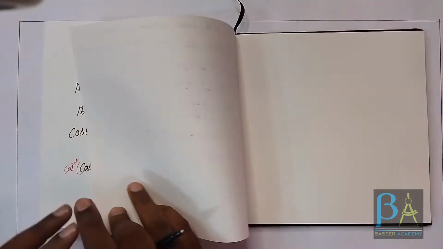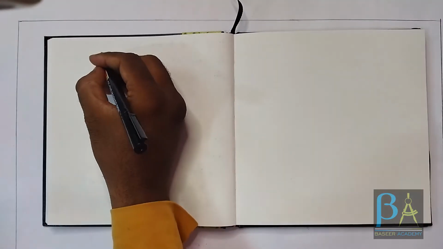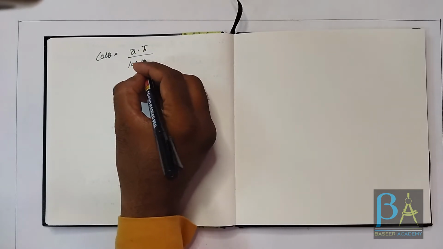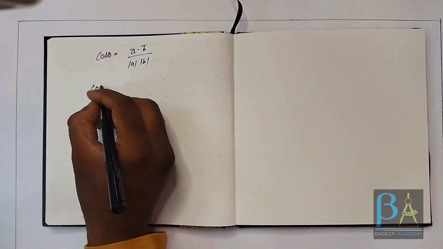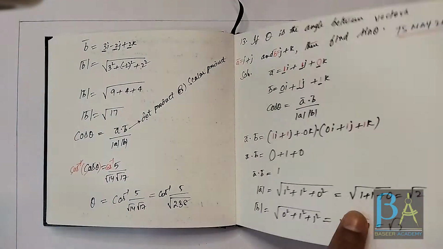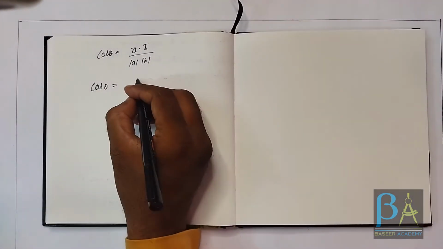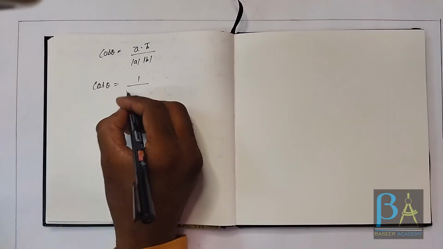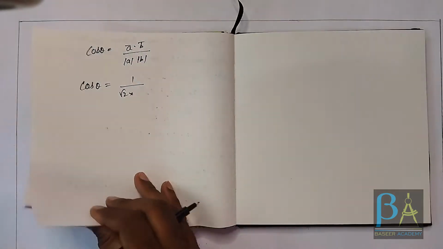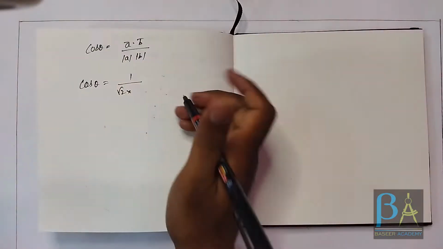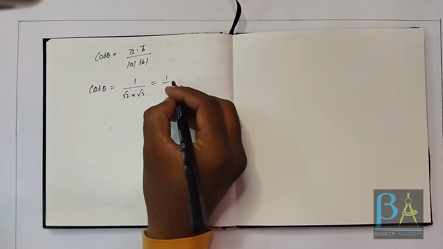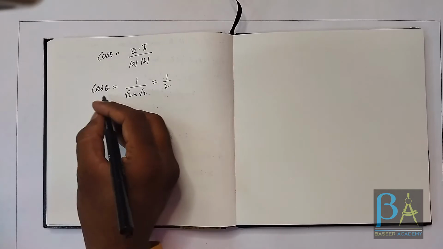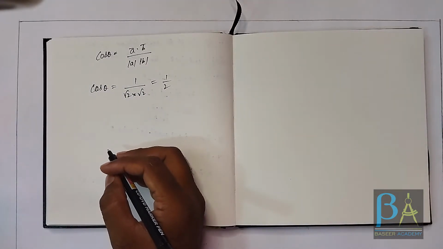Now let us find out cos theta here. Cos theta is going to be A dot B by mod A into mod B. The dot product of the two vectors we got as 1, so let us substitute 1. Mod A, the magnitude of vector A, we got as root 2, and mod B, the magnitude of vector B, we got as root 2 once again. So root 2 into root 2, you know that it is 2. So cos theta, we got as 1 by 2.